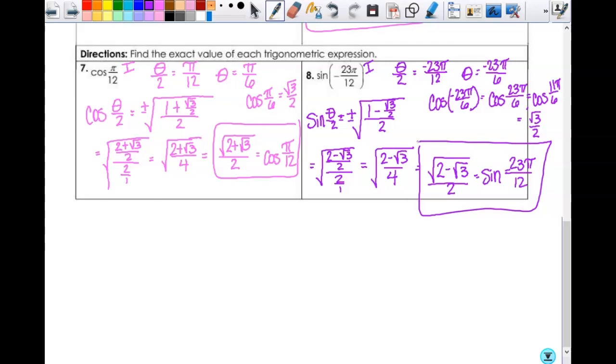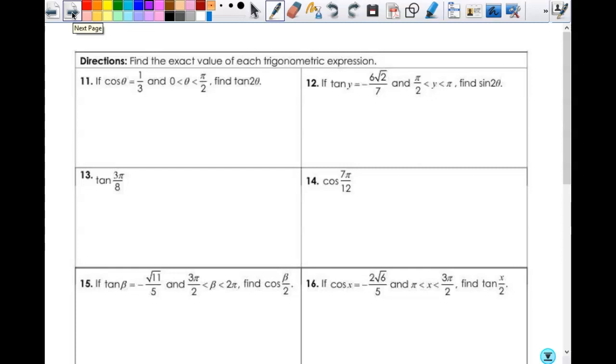All right. On the back, I want to find the exact value here. So I have cosine, and I know that theta is between 0 and pi halves. So it's in the first quadrant, and I want tangent of 2 theta. For my double angle for tangent of 2 theta, I have to know what tangent theta is. So I need to draw a picture here to figure that out. I know I'm in the first quadrant because of this, so I draw my triangle in the first quadrant.